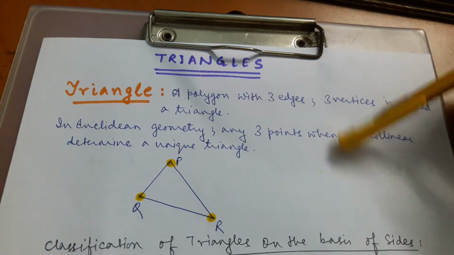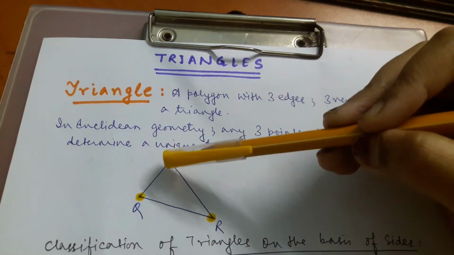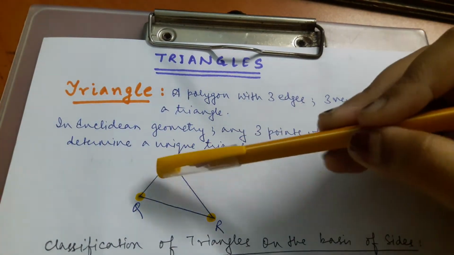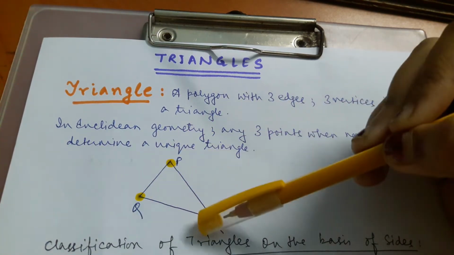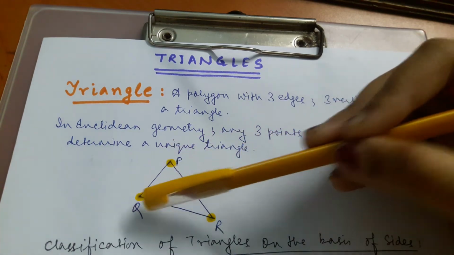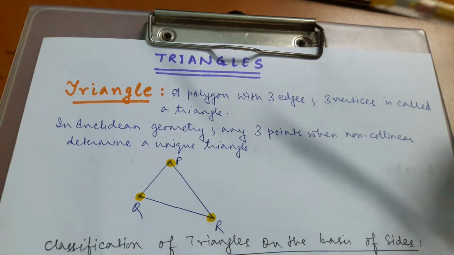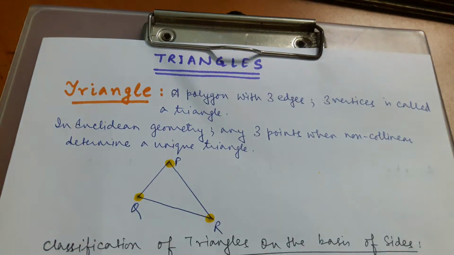Now ये non-collinear का क्या मतलब? फिर से non-collinear means 3 points can be called non-collinear when they do not lie on a straight line. See for example, this triangle PQR. This is a triangle because 3 edges and 3 vertices. और ये P, Q and R, these 3 points, ये 3 point non-collinear है. Why? Because these 3 points do not lie on a straight line. So ultimately PQR forms a unique triangle.